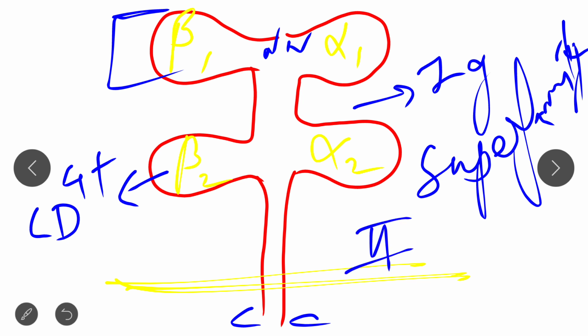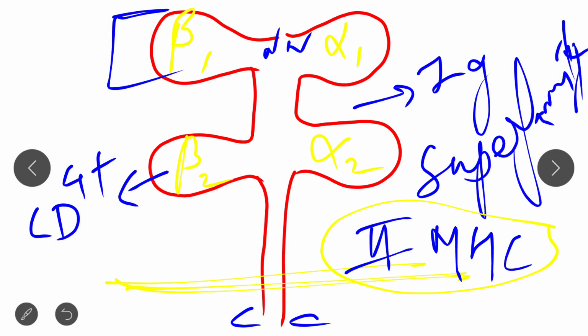So this is a diagrammatic representation of class 2 MHC. I think now you have got your concepts clear about the MHC molecule, both class 1 and class 2. So this is all about the MHC molecule, class 1 and class 2.